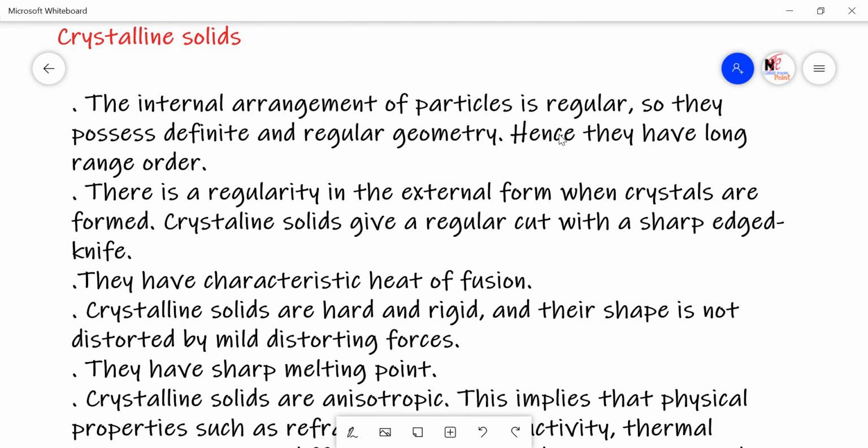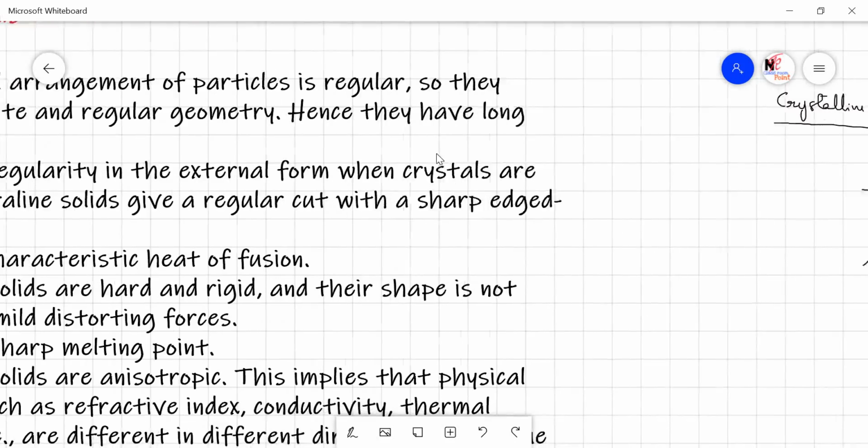The internal arrangement of the particles is so regular, so they possess definite and regular geometry, hence they have long range order as they are coming regularly. There is a regularity in the external form. So when crystals are formed, crystalline solids give a regular cut with a sharp edge knife.